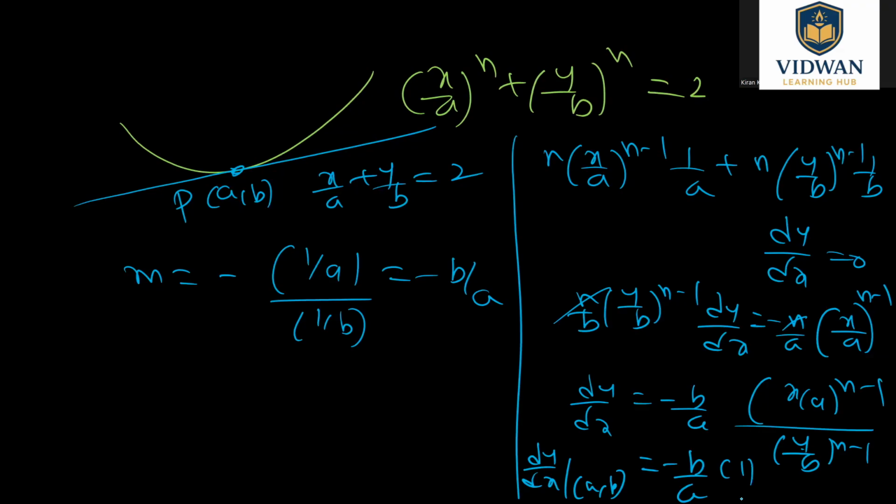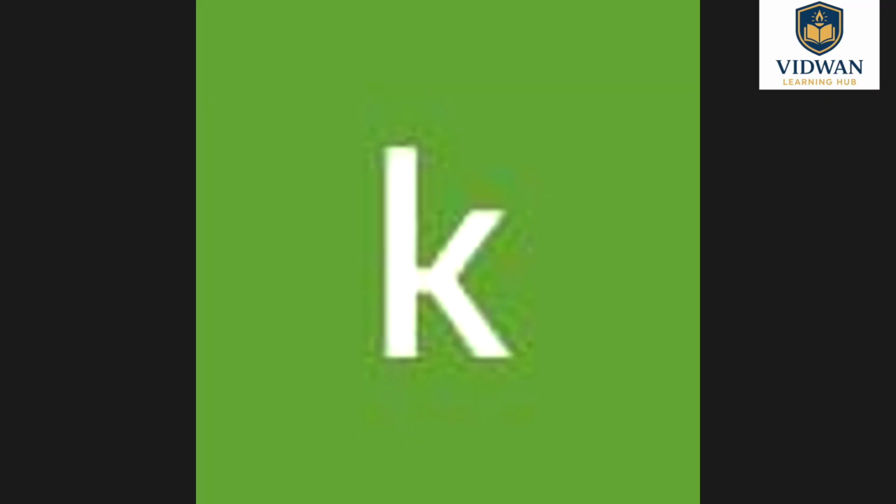So does it depend on n? If the derivative is matching with the slope of the line, what do you conclude? This doesn't depend upon the n value. Whatever may be the n value doesn't matter. So the slope is the same. That means the line is a tangent irrespective of the value of n. It is a tangent at (a, b) for all n belonging to natural numbers.